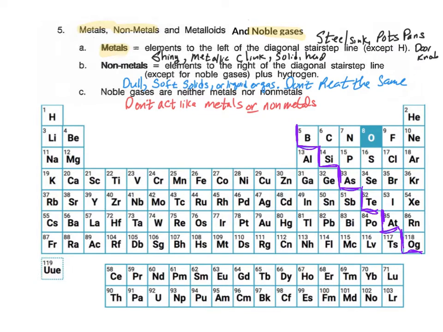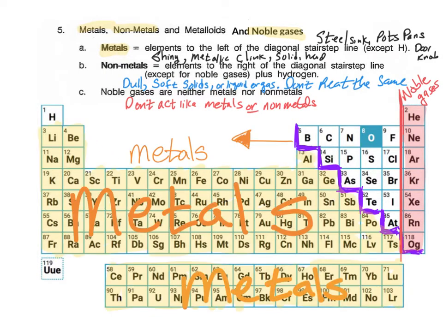Over here we have our noble gases, which is that last column. Again, we know that by its name and by its behavior. So the last one is noble gases. Everything to the left of the stair-step line are your metals, so that's the vast majority of the periodic table. And then this little section in the middle between the noble gases and the metals is your nonmetals.